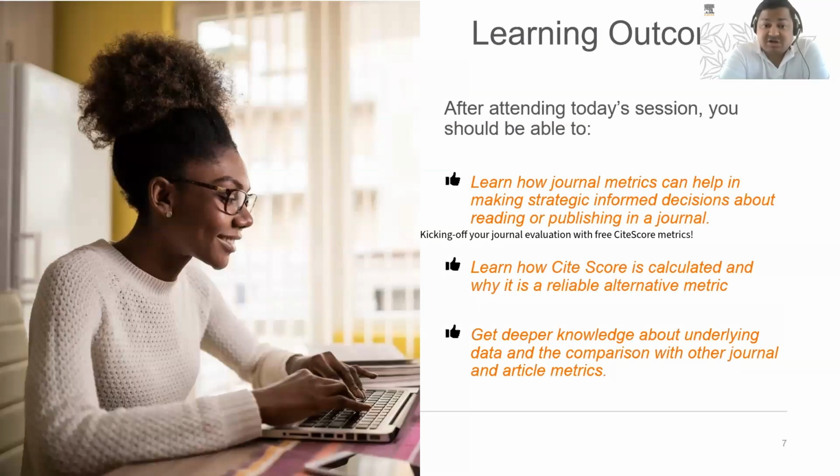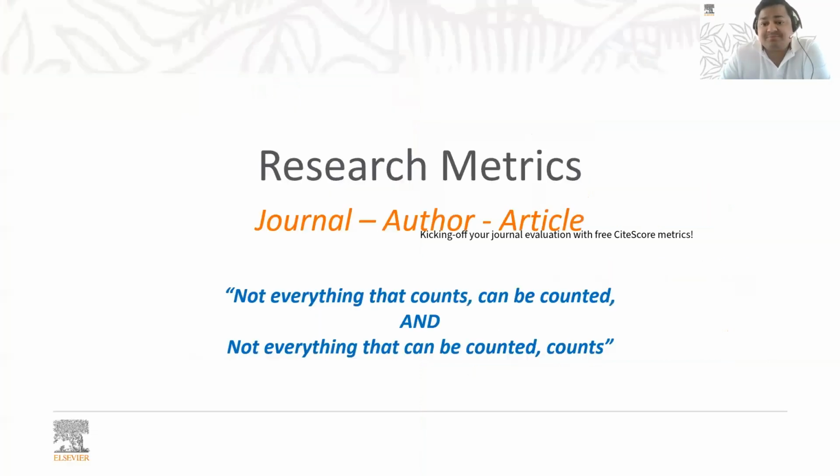So what are the learning outcomes for today's session? After today's session, you should be able to learn how journal metrics can help in making strategic, informed decisions about reading or publishing in a journal. You would also learn how CiteScore is calculated and why it is a reliable alternative metric. And you would also get deeper knowledge about underlying data and the comparison with other journal and article metrics.